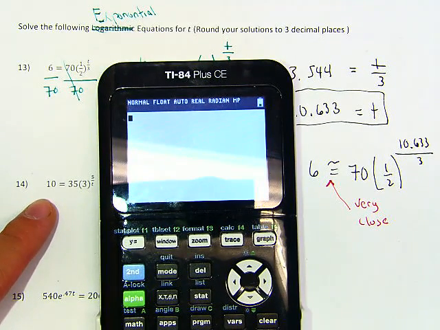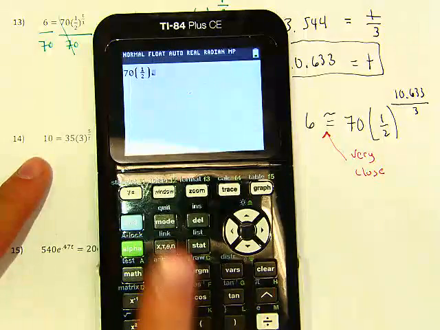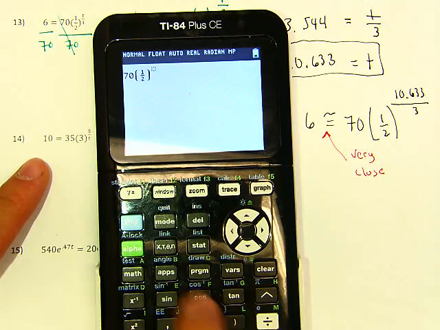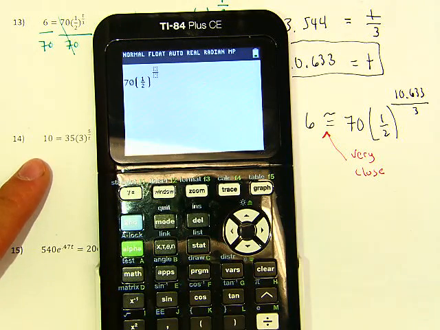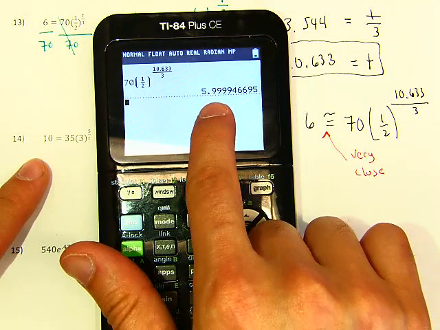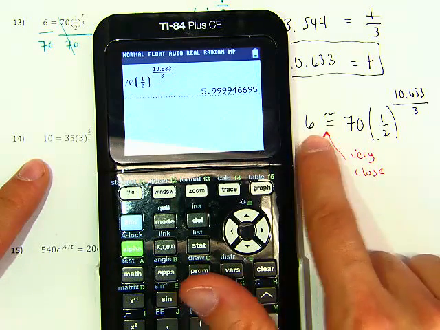So what we're going to do is 70 parentheses. Let's put in the 1/2, so 1 divided by 2. And then here, parentheses. And then what am I going to hit to get to the exponent? You just hit this symbol over here. And then we're going to put in another fraction over here, and we're going to put 10.633 divided by 3, and then hopefully this gives us something very close to 6, and it does. It gives us 5.99999, so it's very close to 6, right?